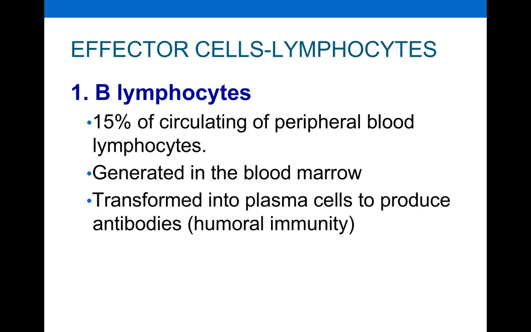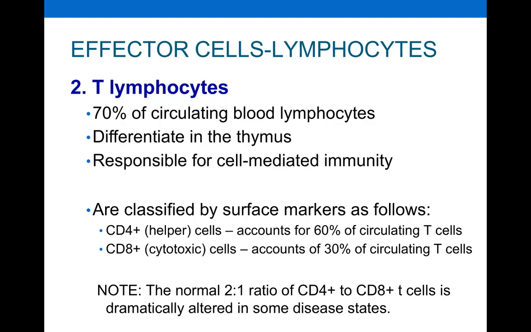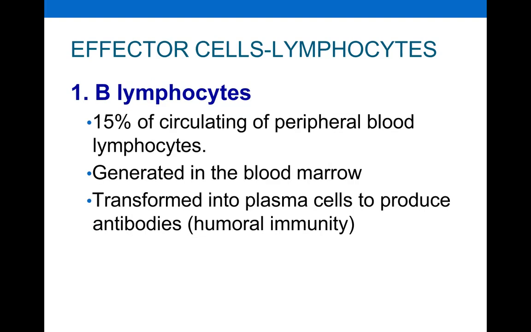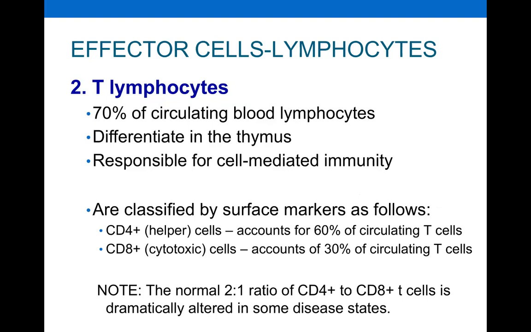What makes up the majority of the lymphocytes in the circulation are your T lymphocytes. They are 70% of the circulating blood lymphocytes. And if your B lymphocytes are differentiated in the bone marrow, your T lymphocytes differentiate in the thymus. And if B lymphocytes are responsible for humoral immunity, please also take note that T lymphocytes are responsible for cell-mediated immunity.